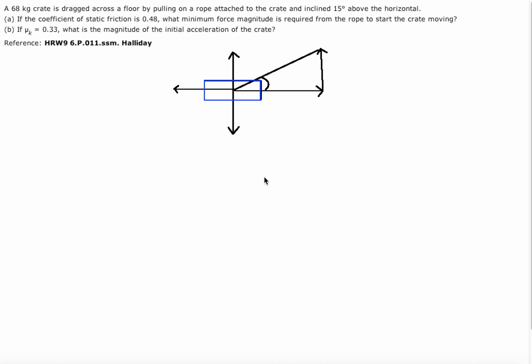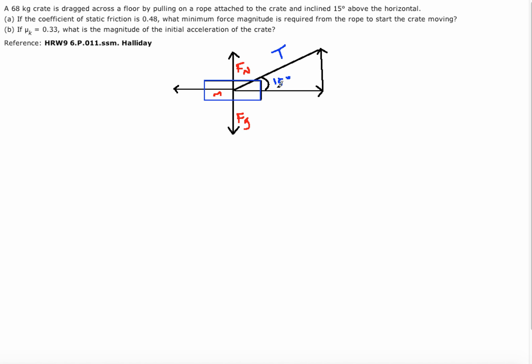Before we jump into part A, let's take a look at this free body diagram that I've drawn here, and let's complete it a little bit. That way we give ourselves a better picture of what we're trying to do. If this is the mass m right here, we can deduce that this force here is the normal force, and this is the gravitational force. Pretty straightforward. We can also deduce that this is a 15-degree angle above the horizontal, and that this is the tension force pulling the rope at this angle.